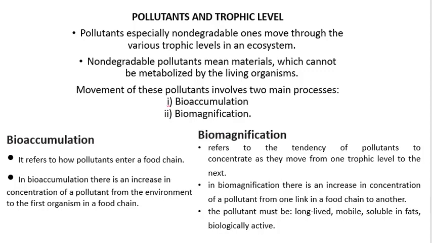The first one is bioaccumulation and next is biomagnification, where bioaccumulation refers to how pollutants enter a food chain. Under the bioaccumulation process, there is an increase in concentration of a pollutant from the environment to the first organism in a food chain, whereas under biomagnification, the tendency of pollutants to concentrate as they move from one trophic level to the next.